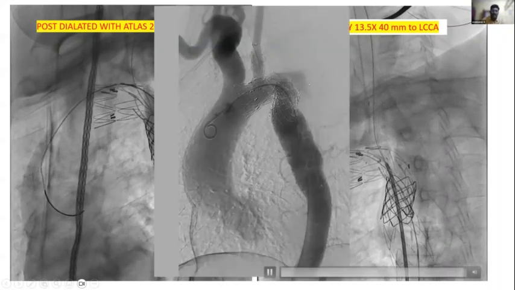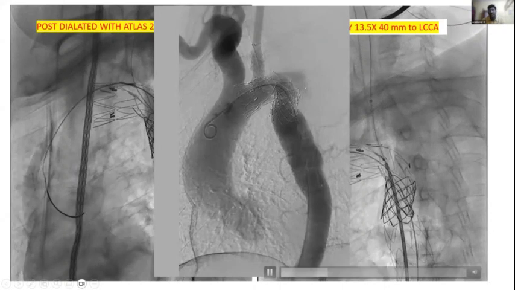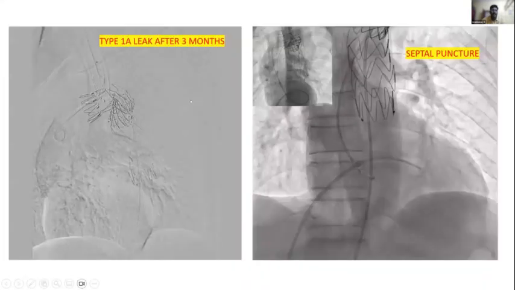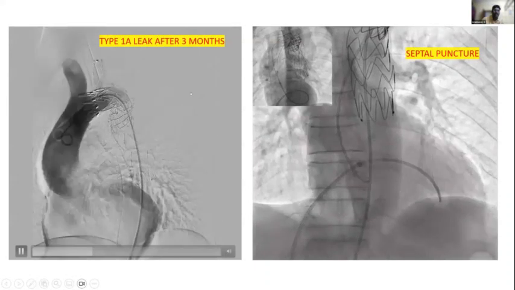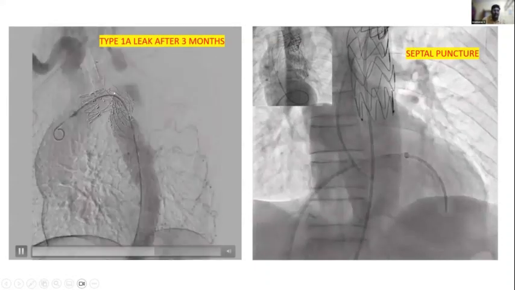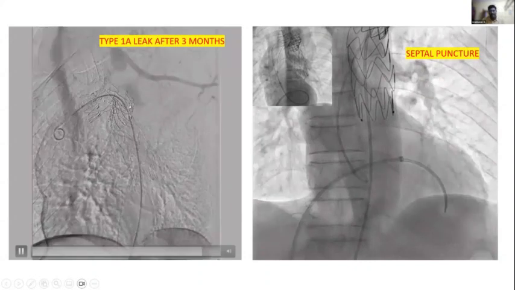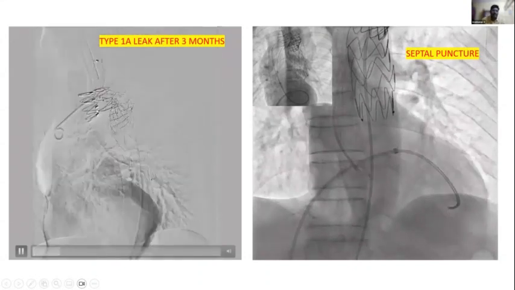We can see the sac is still filling here. Probably we thought at that time it was due to graft porosity. Usually we follow up after 6 months, but in this case we thought we'd call him after 3 months. We did an angio and saw the sac was still filling. After multiple angio shots, we thought it was a type 1 endoleak.